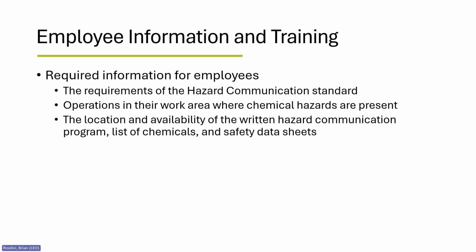Employees must be provided with the following information: the requirements of the Hazard Communication Standard, operations in their work area where chemical hazards are present, and the location and availability of the written program, list of chemicals, and applicable safety data sheets.